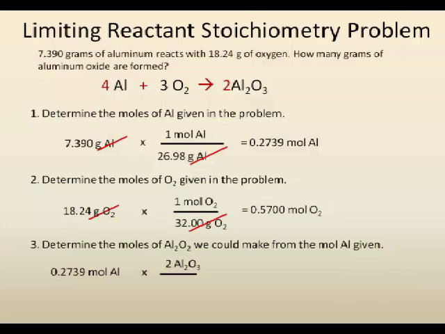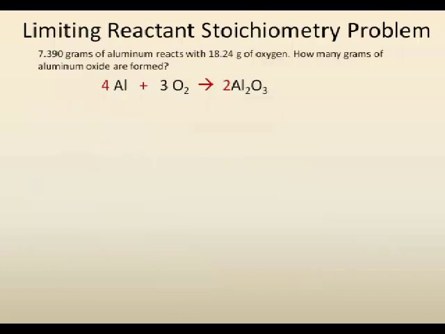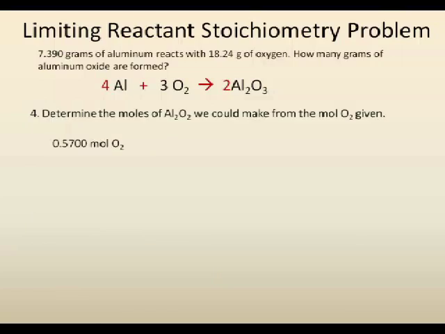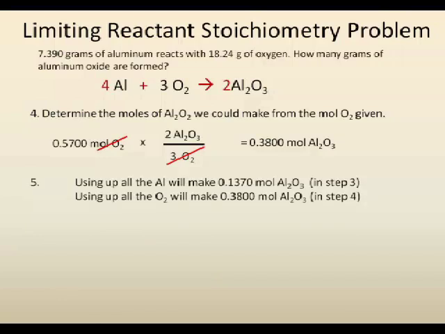Now, how much aluminum oxide could we make if we used up all the aluminum? Straightforward stoichiometry problem, 2 aluminum oxides over 4 aluminums from the balanced equation, and we find we can make 0.137 moles of aluminum oxide. Then you want to determine how much aluminum oxide could we make if all the oxygen was used up, and that comes out to be 0.3800 moles of aluminum oxide. So, using up all the aluminum will make 0.137 moles of aluminum oxide, but using up all the oxygen will make 0.38.